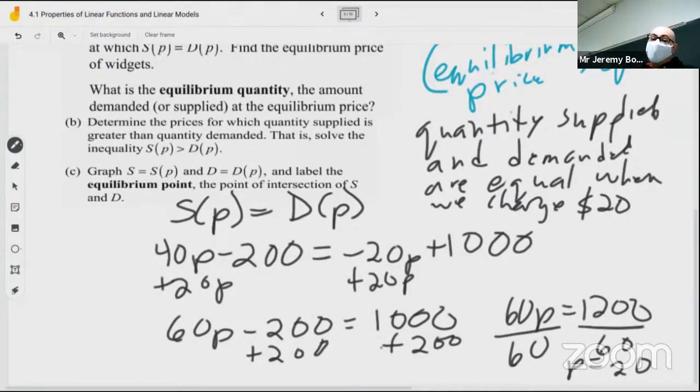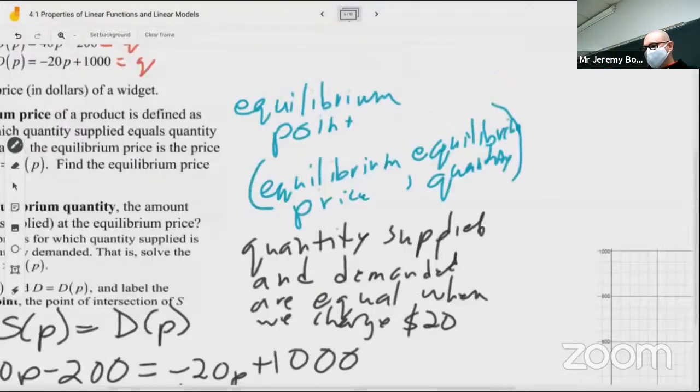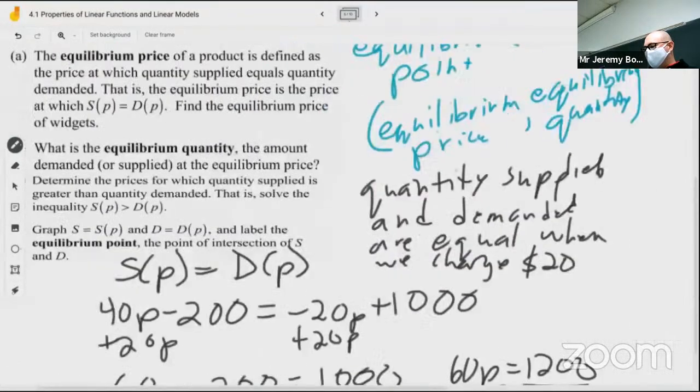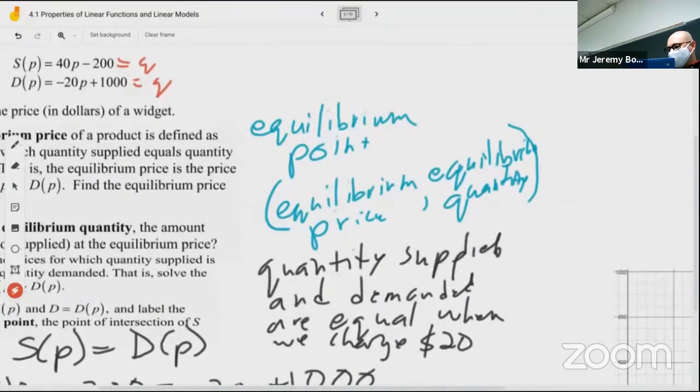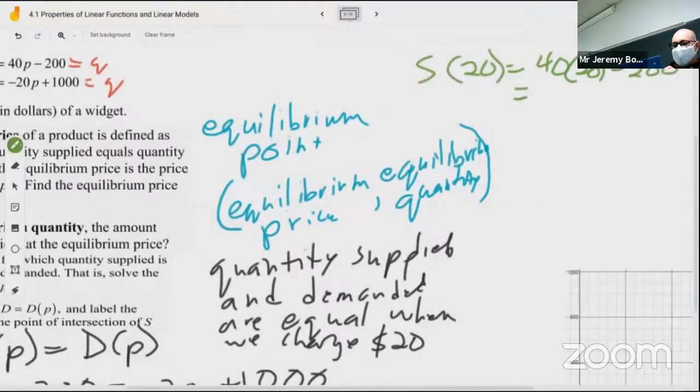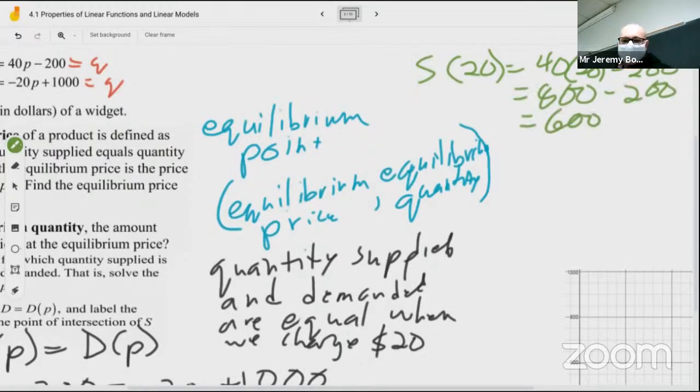Now, to figure out what that quantity is, all we need to do is take that 20 and plug it in for one of the P's. It does not matter which one we use because the quantity should be the same for the supply and the demand. So if we plug that in, let's do S. We do S of 20. That'll be 40 times 20 minus 200. It's going to be 800 minus 200, which should be 600. So the quantity supplied and the quantity demanded should be 600.